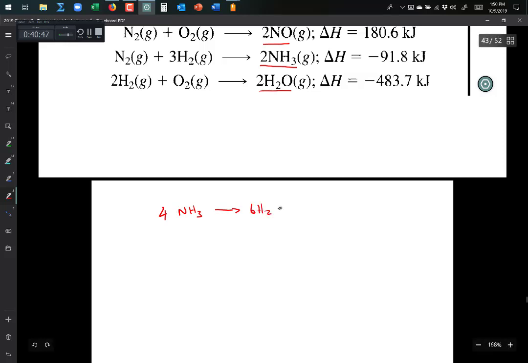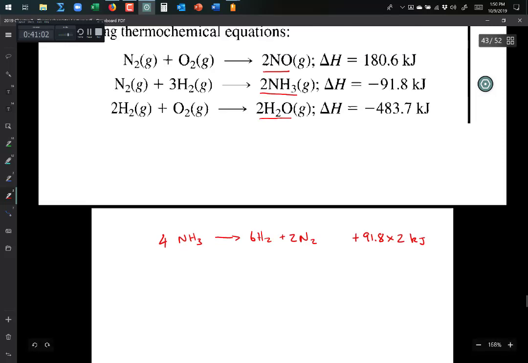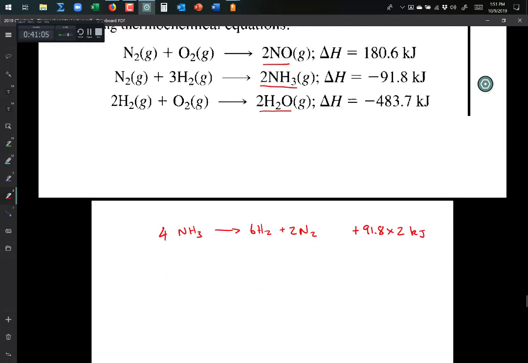4NH3 makes 6H2 plus 2N2, and then delta H is going to be plus 91.8 times 2 kilojoules. I changed the sign and I doubled it. Now the NO has to be doubled as well, but I don't have to flip it. So I'm going to say it's 2N2 plus 2O2 makes 4NO, and that's going to be 180.6 times 2 kilojoules. And the sign doesn't change, it's still positive.